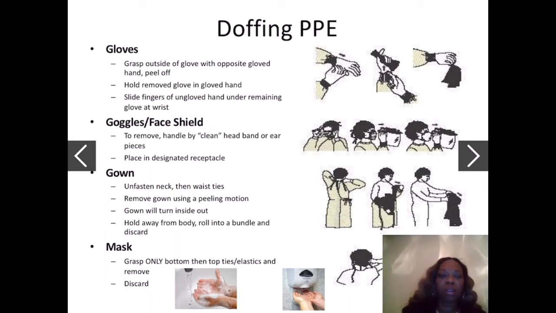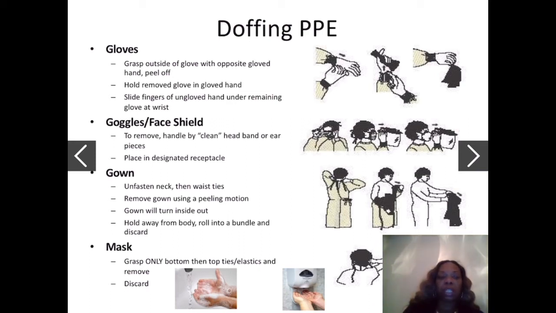Doffing PPE, you're going to start with the gloves, grasping the outside of the gloves with the opposite gloved hand to peel it off the other one. Hold the removed glove in one hand and then slide the fingers of the ungloved hand under the remaining glove at the wrist. To remove goggles, you're going to remove and handle by the clean headband or earpieces and place in a designated receptacle.